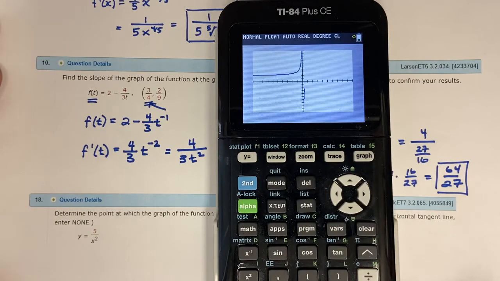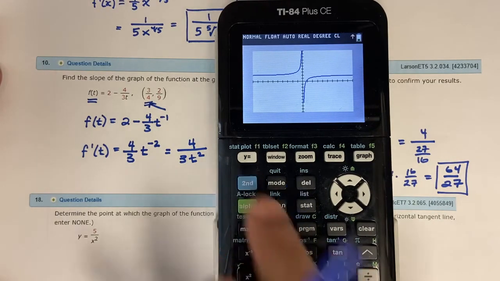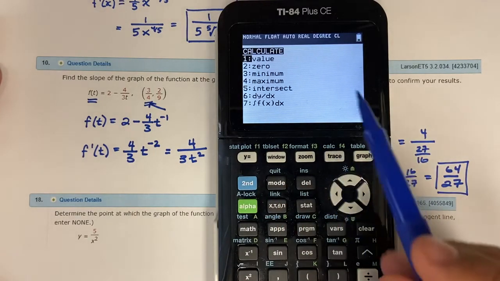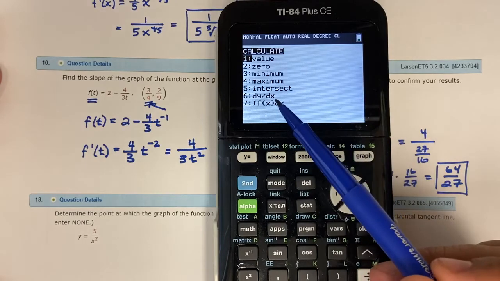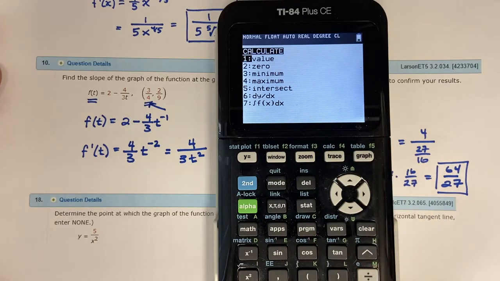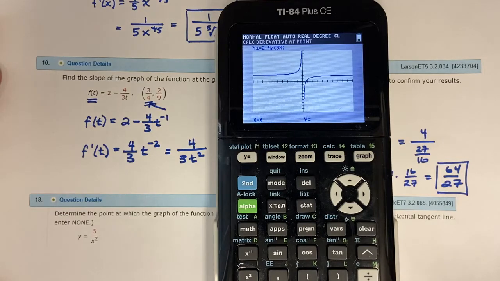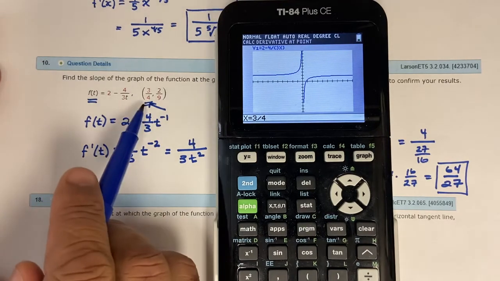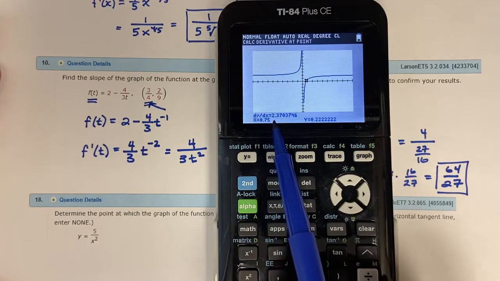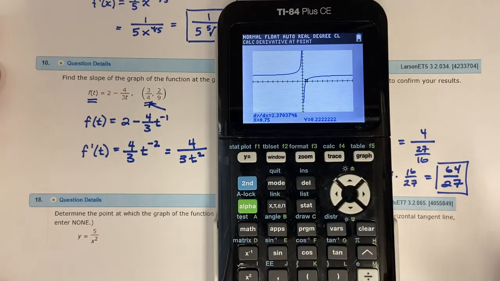And to evaluate the derivative at any point along the graph, you can press second and calculate. Get into that calc menu there. And we're going to want number 6 because we want to evaluate the derivative there, dy dx. So number 6. And now I can plug in any x value I want, and it'll kick out the value of the derivative. So I'm going to put in 3/4 for my x value, right? Because that's what we're putting in here for t. And it gives me dy dx is equal to 2.37, and so on.